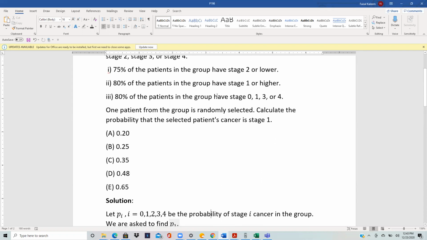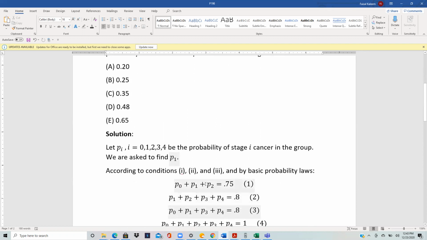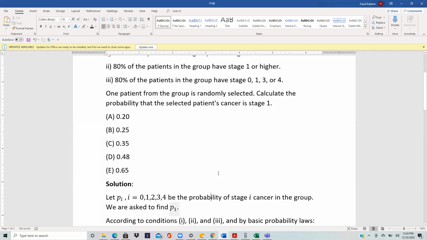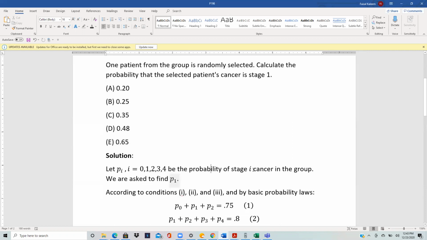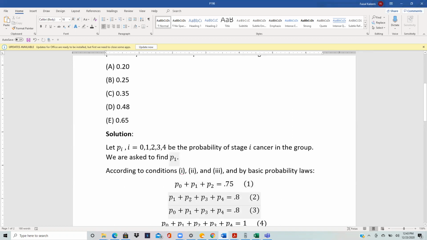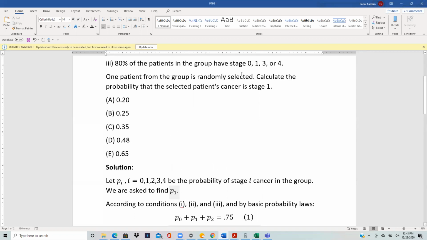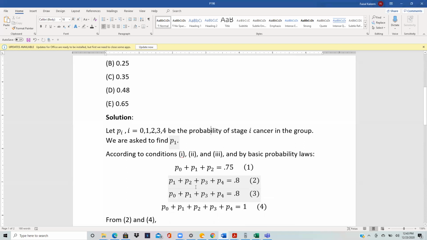Condition 1 says that 75% have stage 2 or lower. So that means 0, 1, or 2. So that's 75%. Condition 2 says that 80% have stage 1 or higher. So stage 1 or higher would be 1, 2, 3, or 4. So that's 80%. And then condition 3 says that 80% have stage 0, 1, 3, or 4. And then the basic probability rule that all the probabilities in the sample space need to add to 1. So P0 through P4 all add to 1.